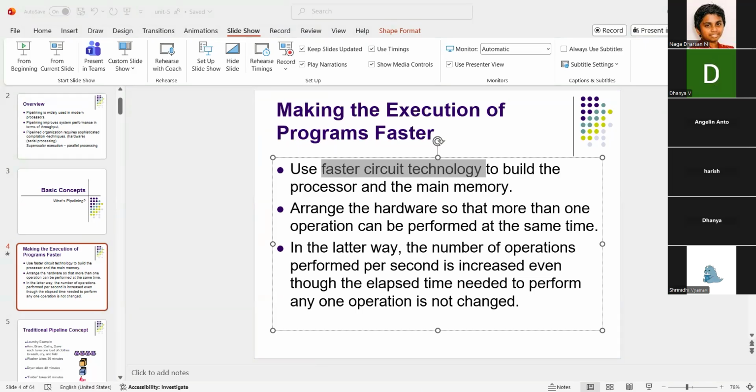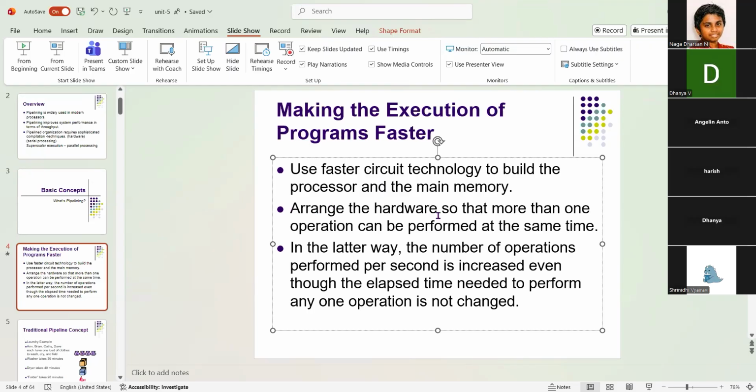Never mind. Okay, so faster circuit technology. Essentially, you need to make the circuit technology faster. So what do you do? You try to optimize certain processes. Accessing from the main memory is essentially a very slow process. So instead of accessing it from the main memory, you can access it from the cache. That's one way of making the circuit faster in itself.